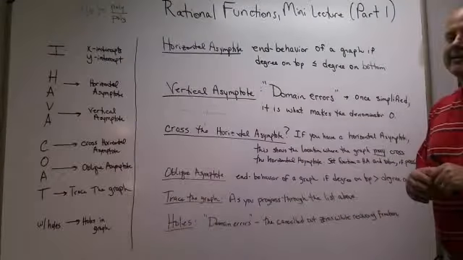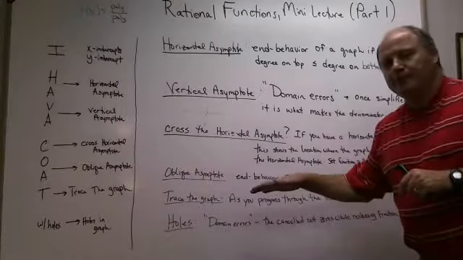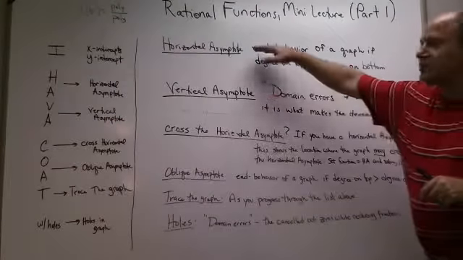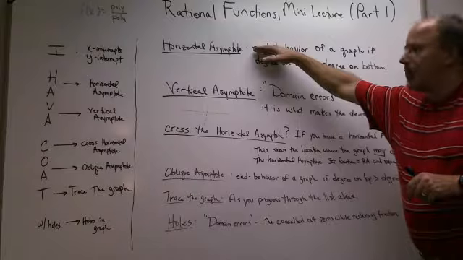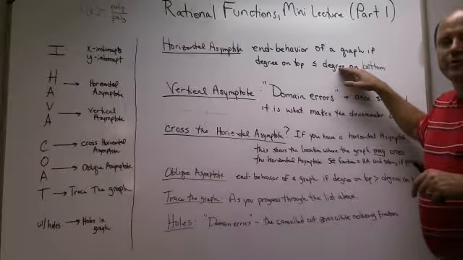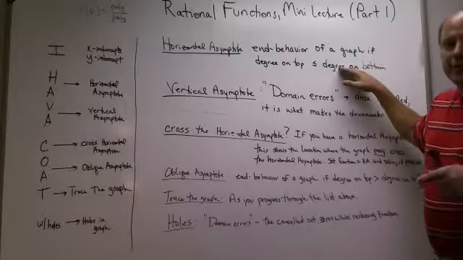And then there's the oblique asymptote. Like I said a while ago, this is something we don't talk too much about, and this is also talking about the end behavior, much like the horizontal asymptote is. If you remember a while ago, I said the degree on top has to be less than or equal to the degree on the bottom. That gives you the horizontal. But I left a little window open there.